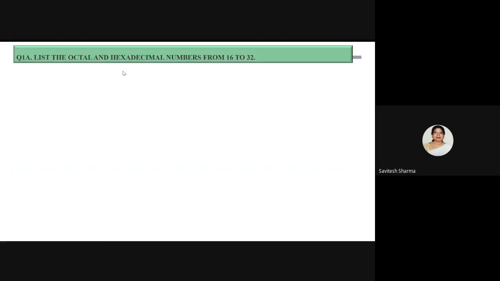So the question first was related to the numbering. Okay, list the octal and hexadecimal number from 16 to 32. So everyone knows the numbering in the decimal. So you know that decimal uses the symbols 0, 1, 2, 3, 4, 5, 6, 7, 8, 9. Okay. So once 9 is completed, then I will start from 0 again.